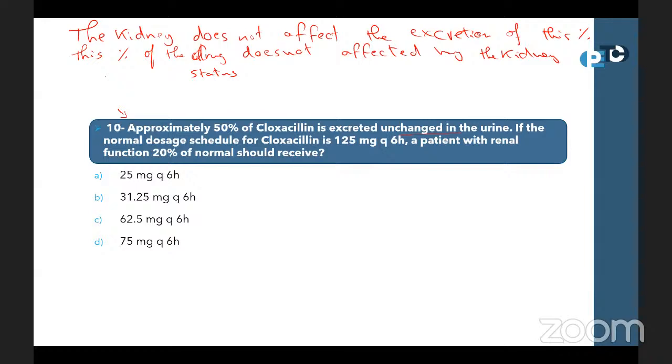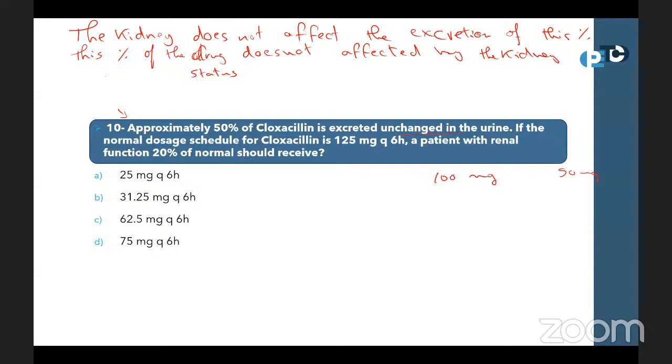By this statement, 50% of cloxacillin is excreted unchanged. This means that if the dose is 100 milligrams of cloxacillin, 50 milligrams will be excreted, either the kidney is fully functioning or has zero function. Okay? But the remaining percentage, the other 50%, is affected by the kidney status. Let us read the question.